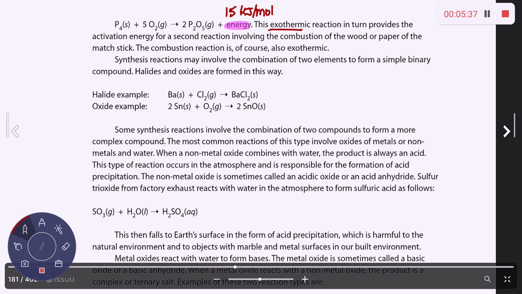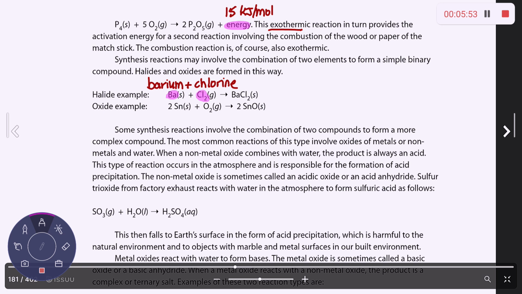Okay, now when you bring together two elements to form a compound in a synthesis reaction, here, for example, we've got barium combining with chlorine. You know that barium is Ba.